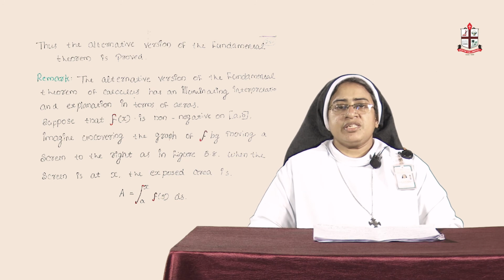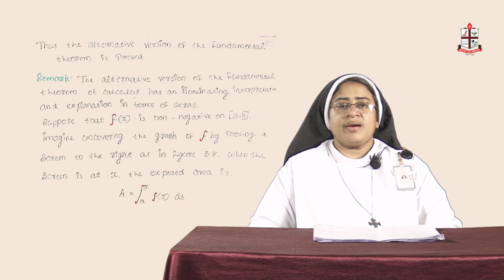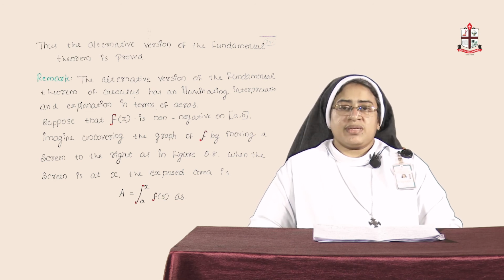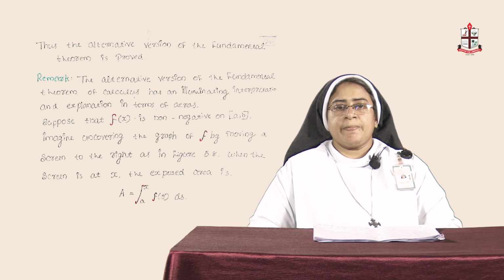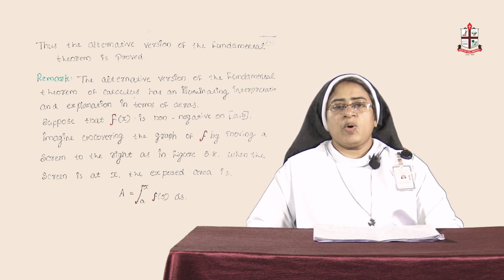For the remark, the alternative version of the fundamental theorem of calculus has an illustrating and illuminating interpretation and explanation in terms of areas. What is that? Suppose f of x is non-negative on closed interval a b. Imagine uncovering the graph of small f by moving a screen to the right, which is given in figure 5.8 in your textbooks. When the screen is at x, the exposed area capital A is equal to the integral from a to x of small f of s ds.